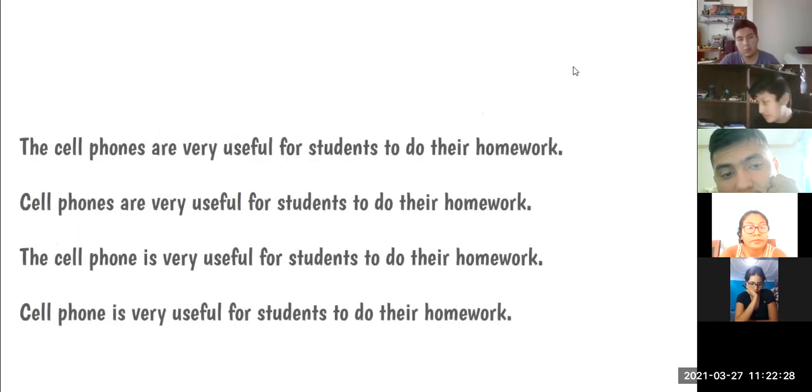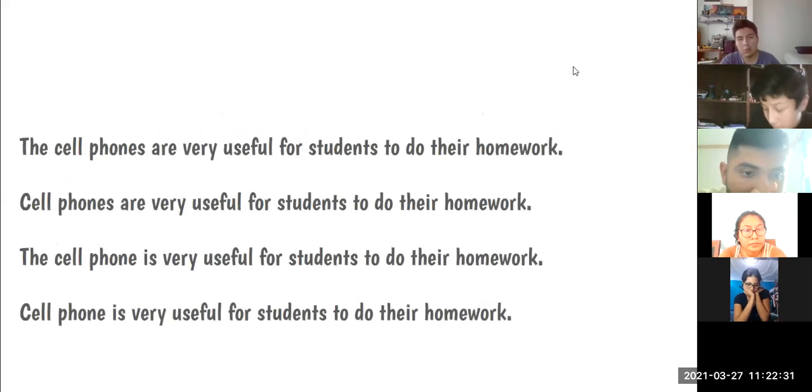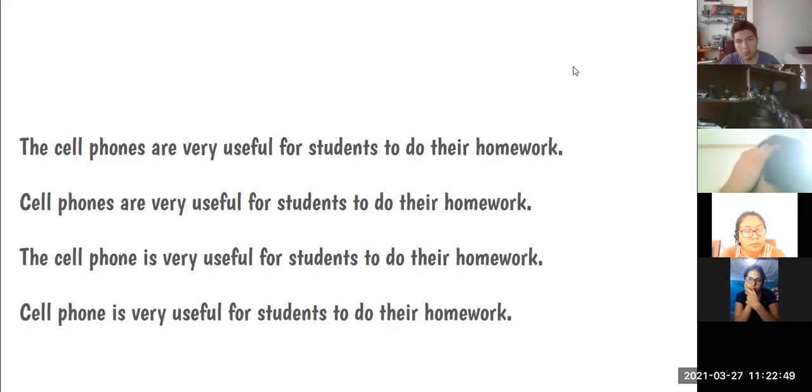Here I have some sentences. I want you to tell me which of these sentences you think are correct and which you think are incorrect. For example, the first one says, the cell phones are very useful for students to do their homework. Cell phones are very useful for students to do their homework. The cell phone is very useful for students to do their homework, or cell phone is very useful for students to do their homework. Which of them do you think are correct? For example, the first one. Is the first one correct?